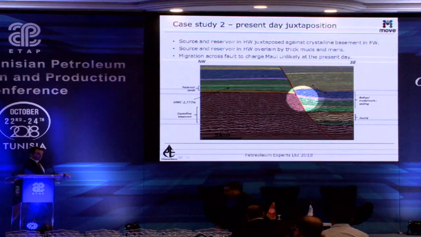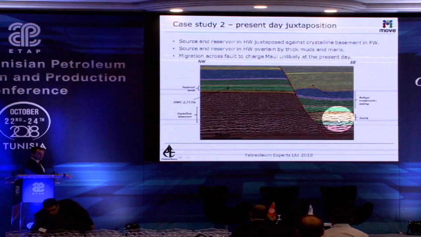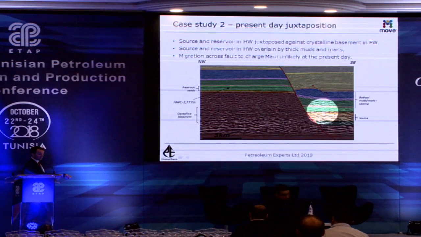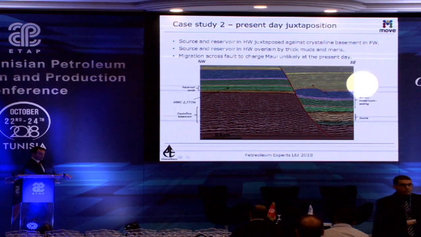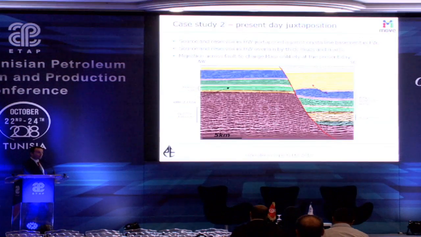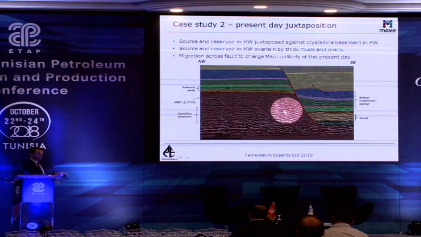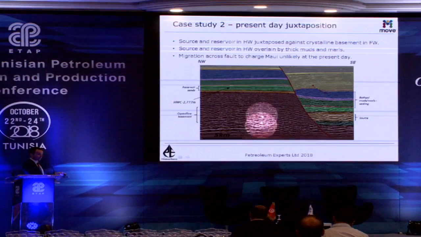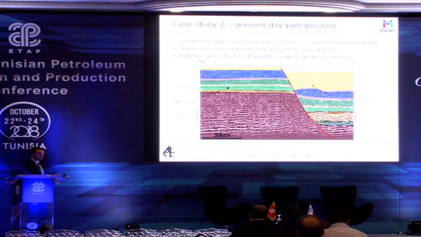The source is way down here in the hanging wall for the Maui field, and the equivalent reservoir is just above it. And above that, we've got about 2.5 to 3 kilometers of mud. So there's no migration happening up through those, unfortunately. So at the present day, yes, it looks like the fault is sealing. Nothing's going to get across into this crystalline basement, and nothing is going to get up through these muds into higher units to then come across into the field.